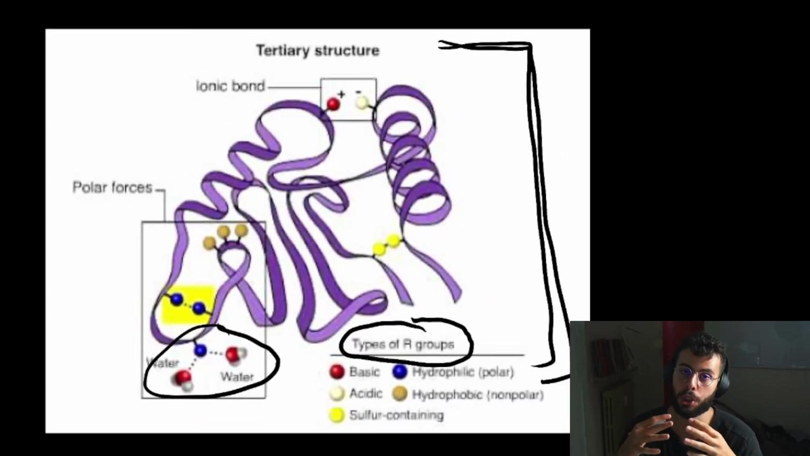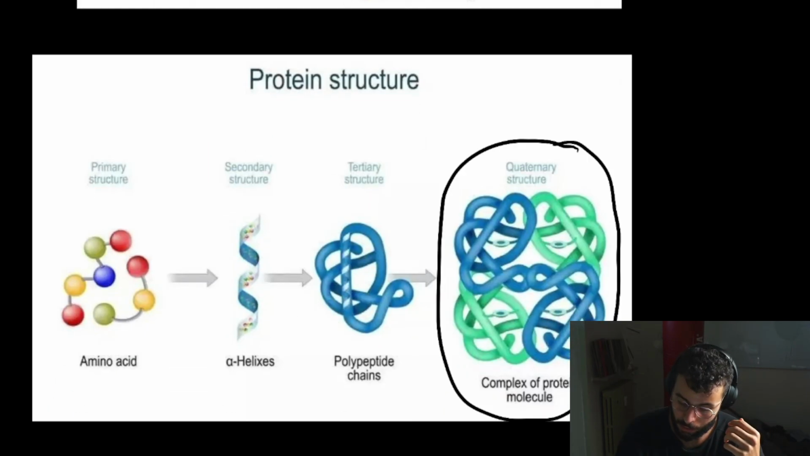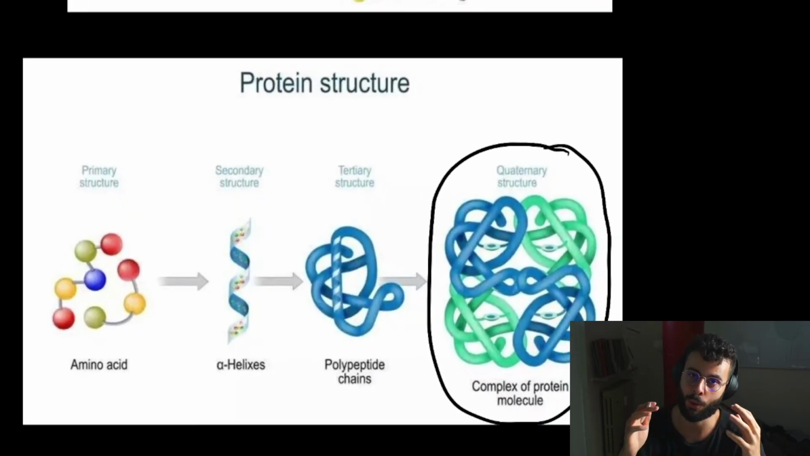It is the interaction between the R groups, the connection between the different R groups, and the interaction of the R groups with the water environment and among themselves. We said that the R group properties are very important because they determine if the amino acids will be inside the molecule or outside the molecule. Then we talked about the fact that multiple polypeptides that come together form a quaternary protein. And this is the last level of the hierarchy of proteins.